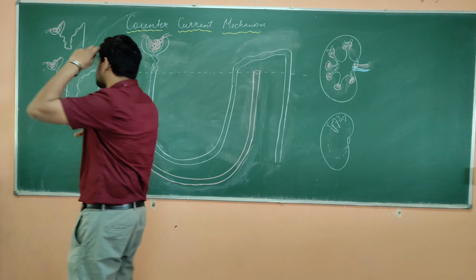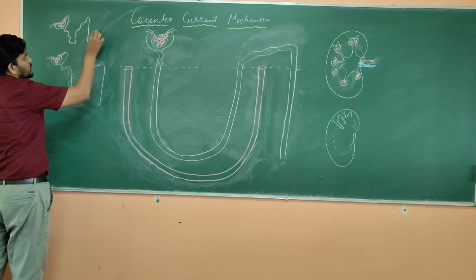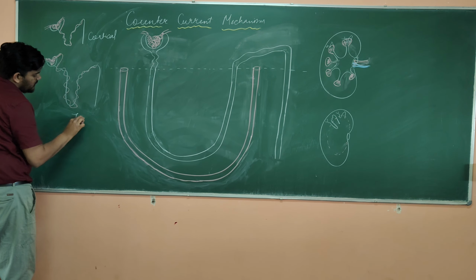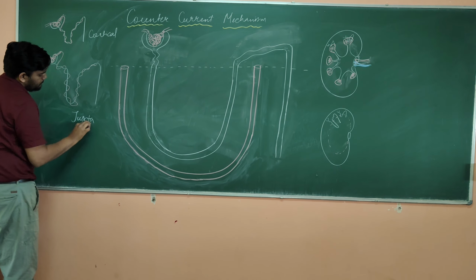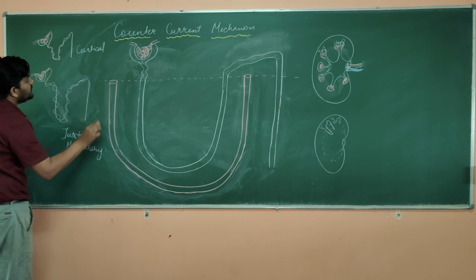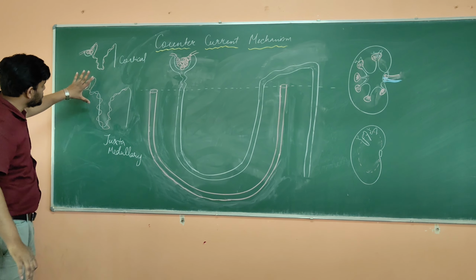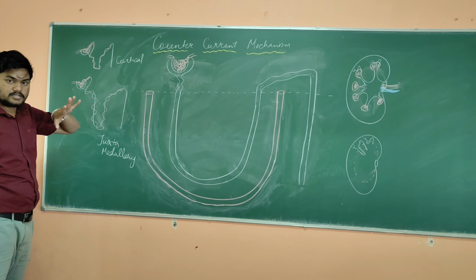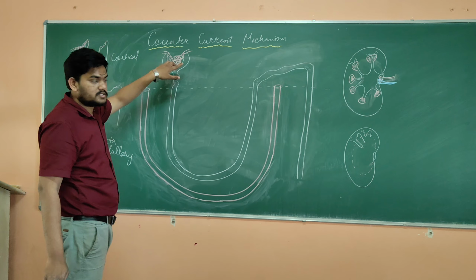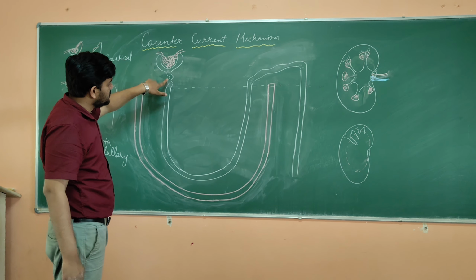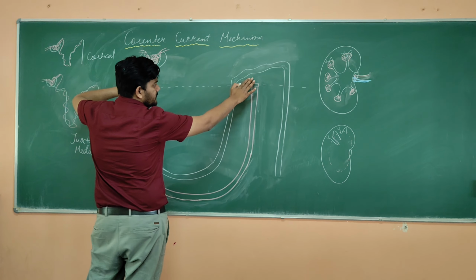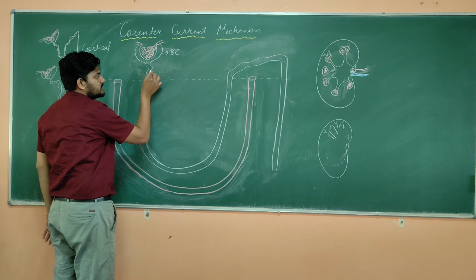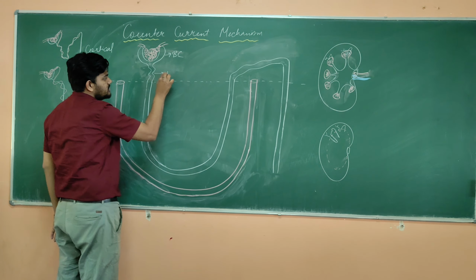If you can see here, this one is your cortical nephron and this one is your juxtamedullary nephron. I hope all of us know the basic structure of a nephron. This cup-shaped structure is known as Bowman's capsule. This initial convoluted, folded structure is known as the PCT.